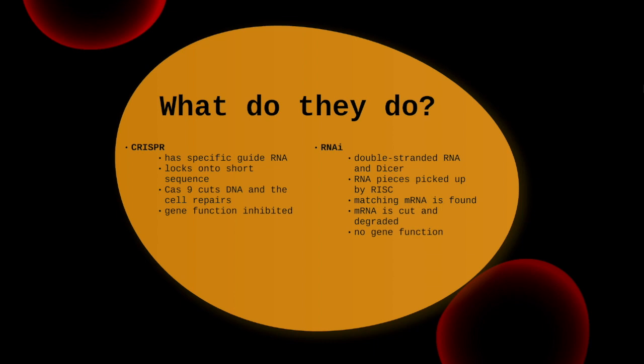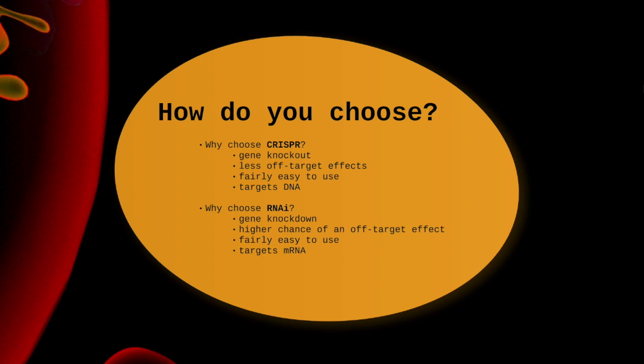With the function explained, let's look at how to choose. Choosing between these two depends on what you want the outcome to be. CRISPR does gene knockout, which is when the gene you're trying to inhibit is knocked out of the genome. The CRISPR mechanism has less off-target effects, which makes it fairly easy to use. Finally, CRISPR targets DNA. However, in RNAi, mRNA is targeted.